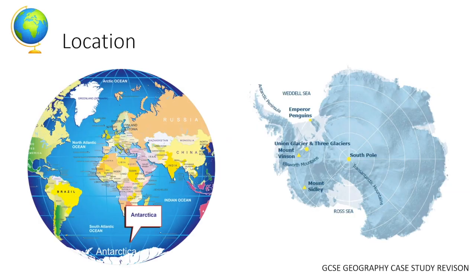So where is Union Glacier? Well, Union Glacier is in the Antarctic, and we should remember that the Antarctic is the south, as you can see on your screen, and Union Glacier is in the south of Antarctica, kind of on the edge of Antarctica, and that's where Union Glacier is. So Union Glacier in Antarctica, small scale sustainable management.